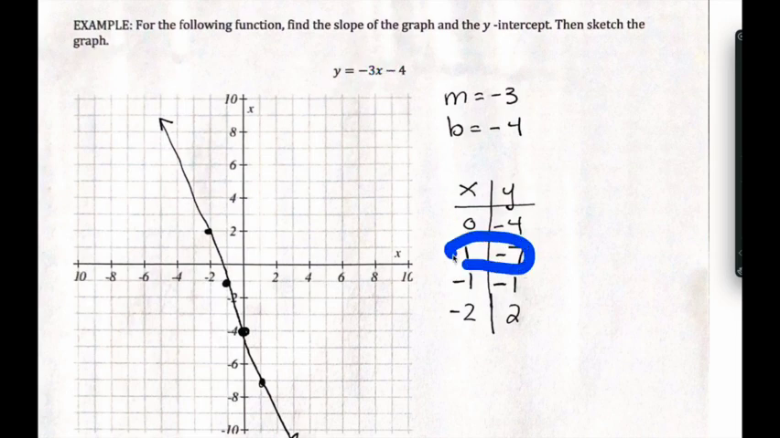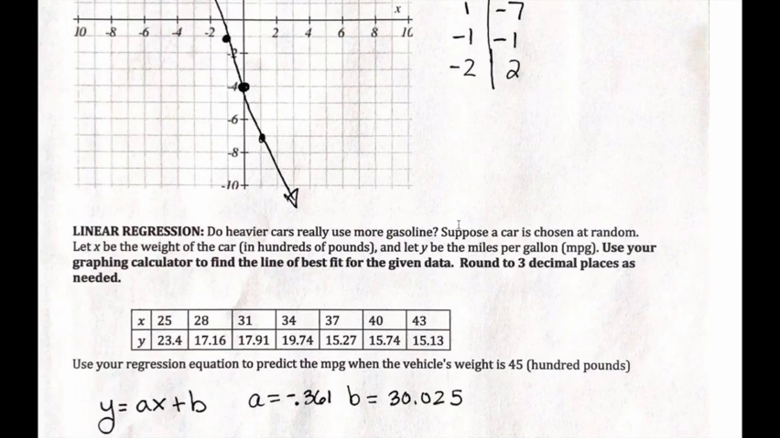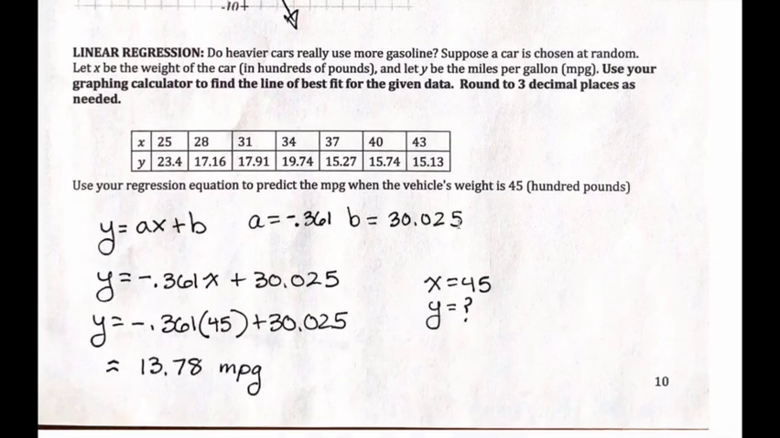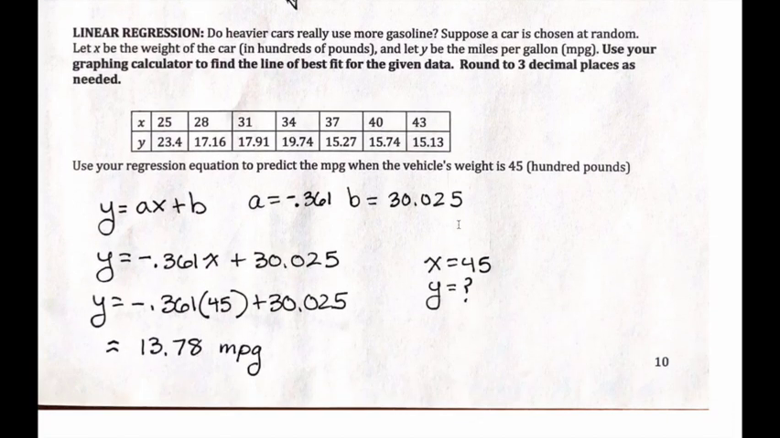So that's how these ordered pairs come about. So you can just plot some random points and connect the dots. All right, now this last example is going to take some explanation. This is going to be an example of what we call linear regression.